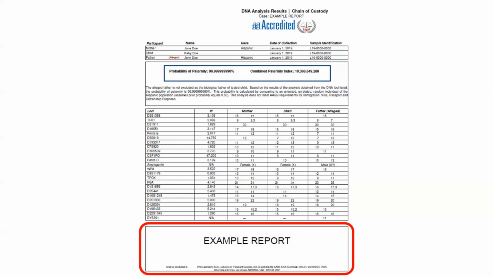Last bit, underneath here, it will be signed by our accredited scientists. If you decide that you want legal documentation, they will also notarize it, saying that we definitely are abiding by this document with the results of this test.